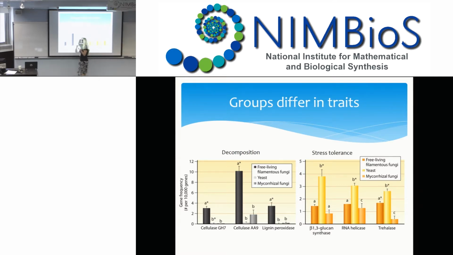Right. So what's really interesting here is that we're starting to see these kind of suites of lifestyles, basically, for these different types of fungi. So we have, on the one hand, strong decomposers that can't tolerate very difficult conditions, and on the other hand, we have these really tough fungi that can't decompose very well.